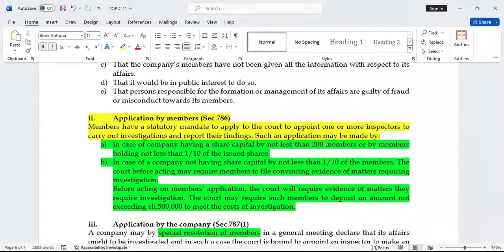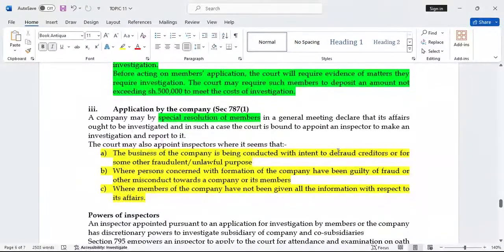In the case of a company not having a share capital, it is a tenth of the total members of that company, because there are those companies limited by guarantee. So they don't have what? A share capital. So for them, you use the number of members. So it has to be a tenth or more. Then there is the application by the company itself. This can be through a company resolution, passed by the company, and then deposited with the courts to seek for the affairs of the company to be investigated.